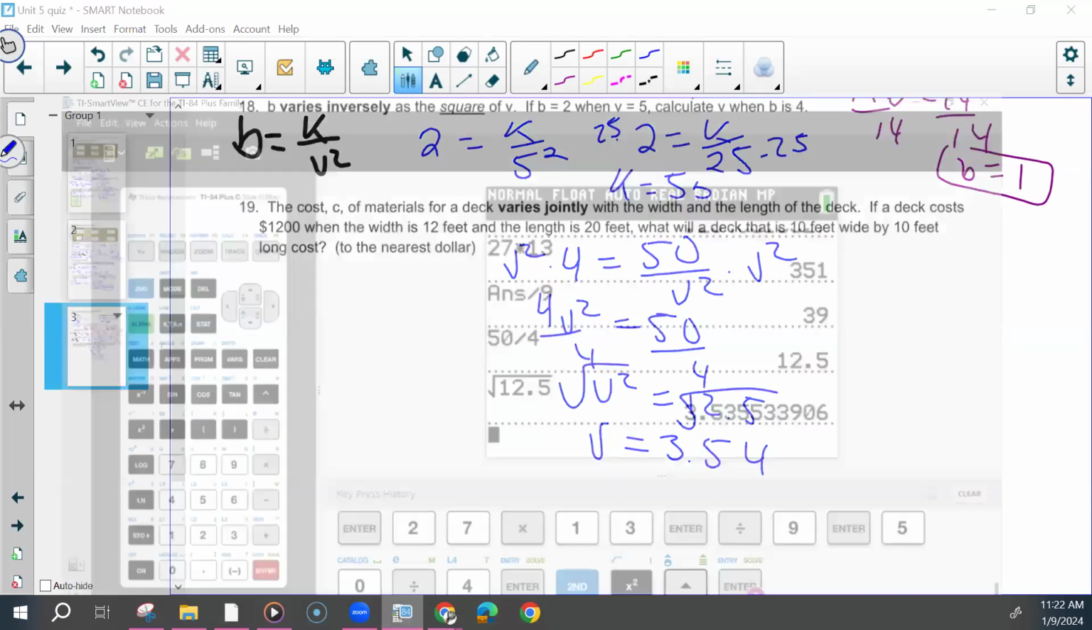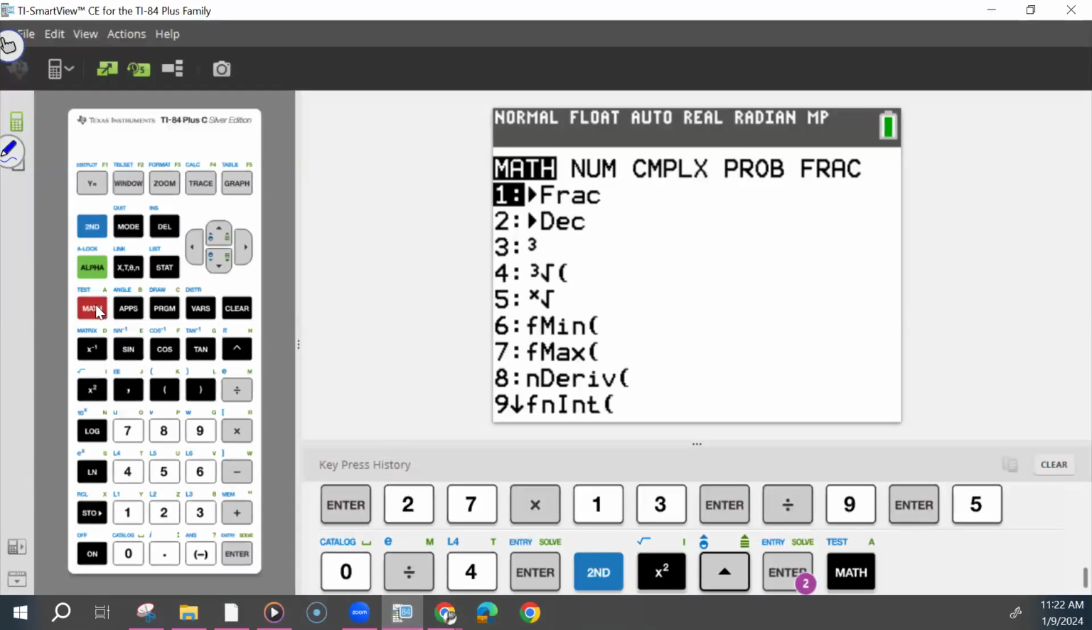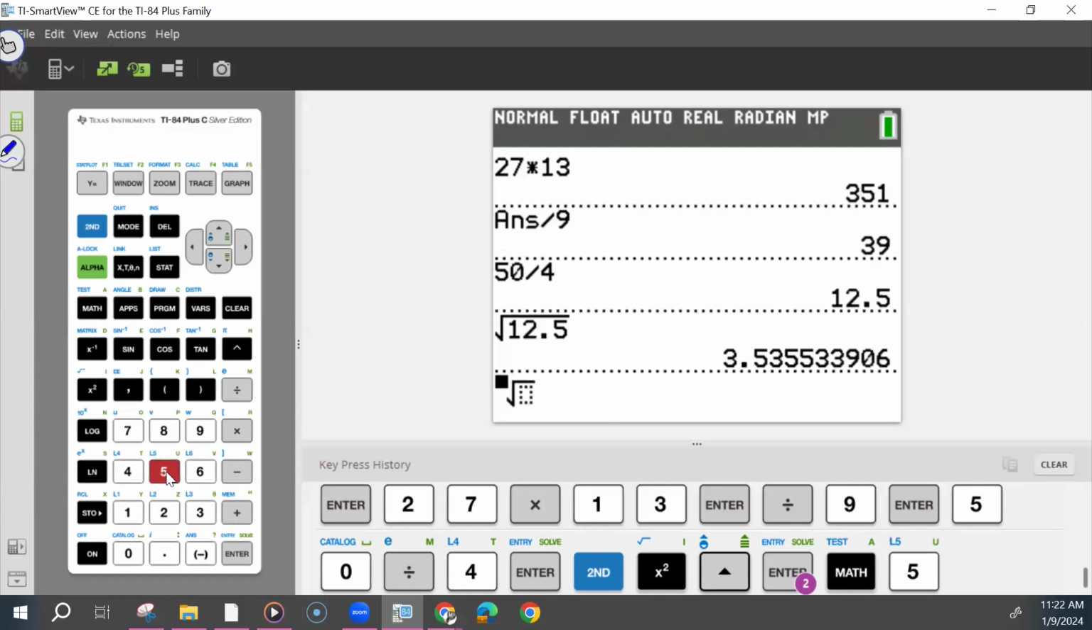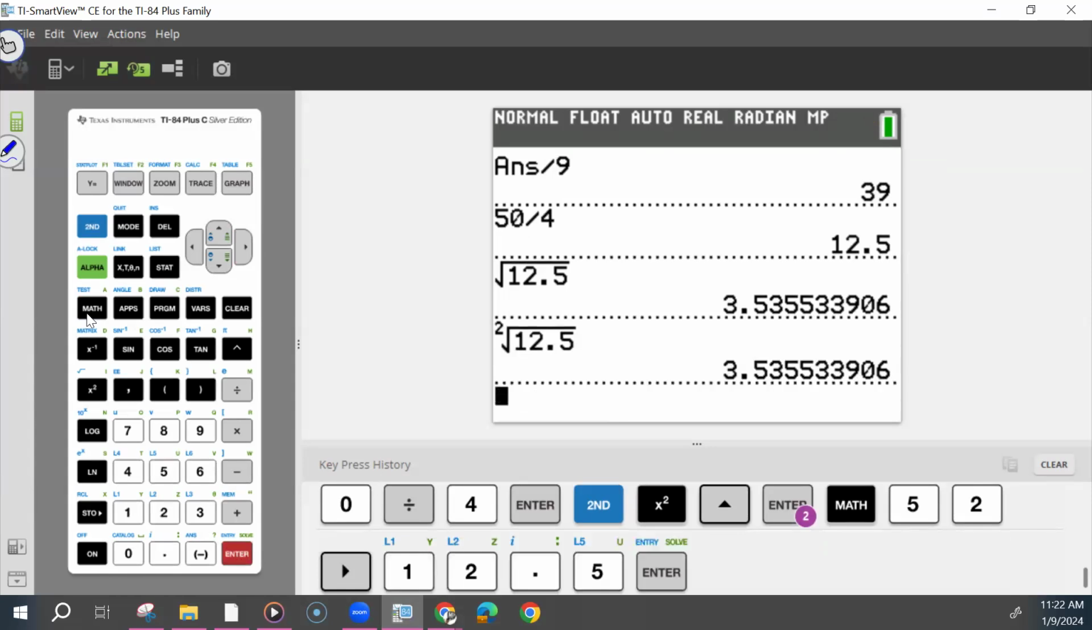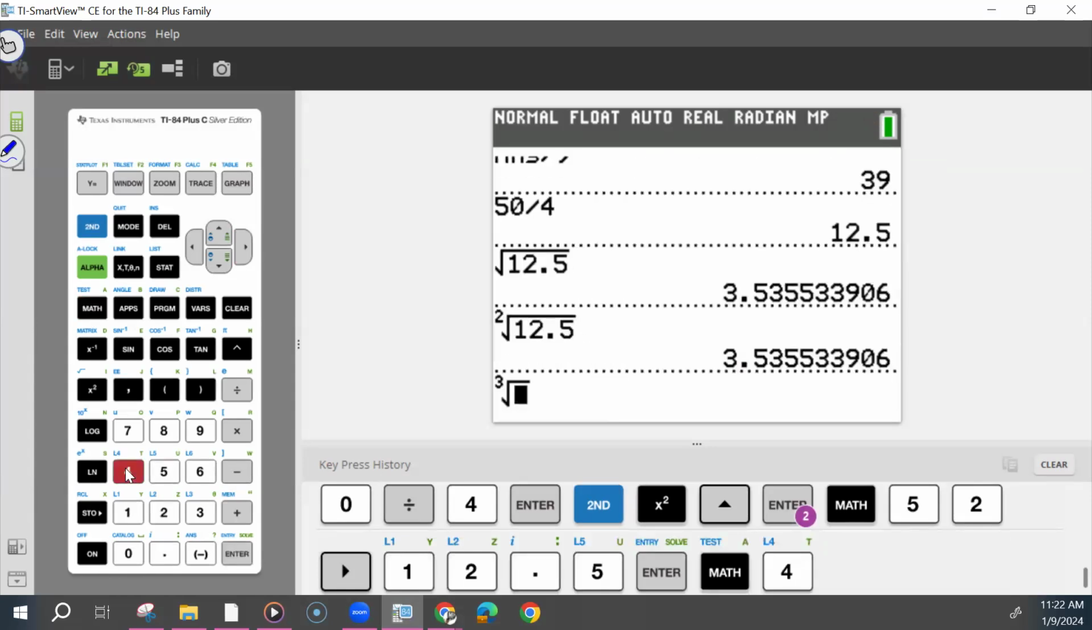That's the thing. So if you go into math and go into this one, number 5, you just have to put in a 2. But if you go into math and hit number 4, that is something different. That is the cube root, not your square root. So you can use either or. Right, last one.